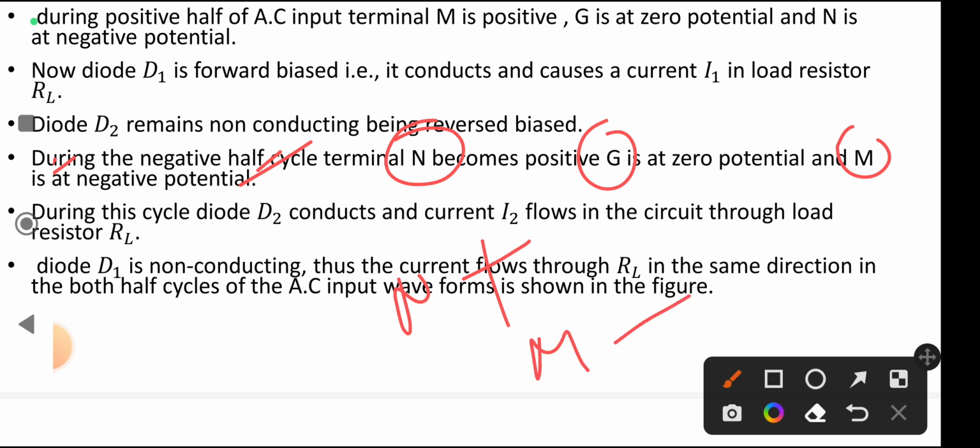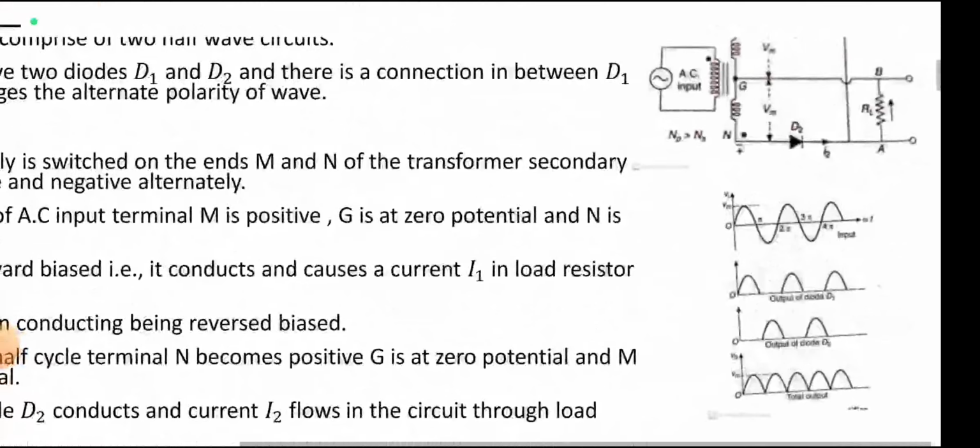So its polarity changed, that is because of G only. During this half cycle, meaning during this negative half cycle, diode D2 conducts and current I2 flows in the circuit through the load resistance RL. Once again, see the diagram here.